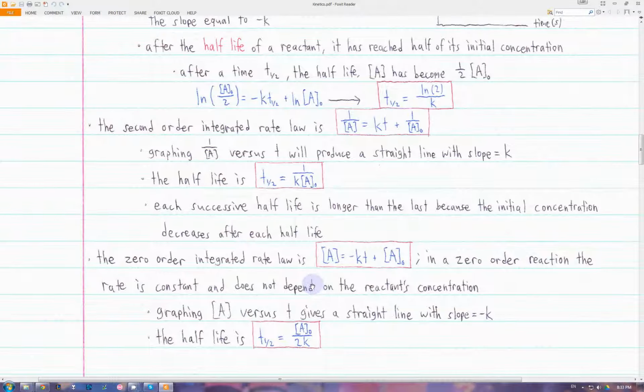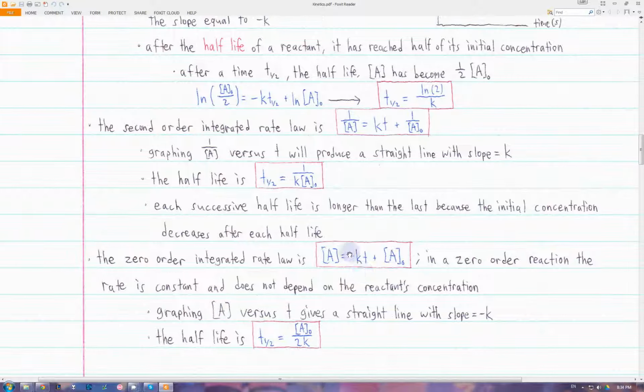And then last we have the zero order integrated rate law, which is the concentration equals negative kt plus the initial concentration. A zero order reaction is where the rate is constant and it does not depend on the reactant's concentration. Because if you imagine in the differential rate law, if the concentration of the reactant is raised to the zero power, that's just going to be 1.